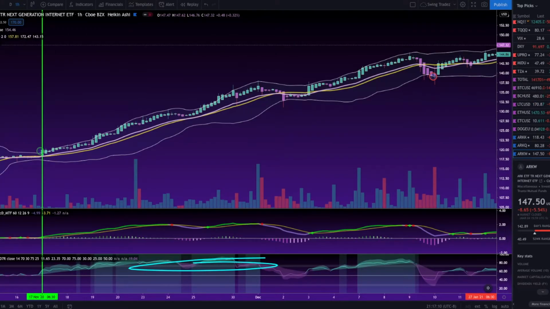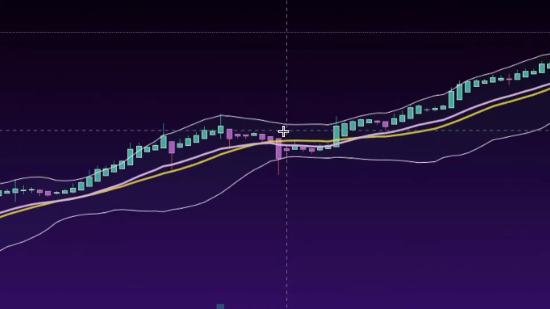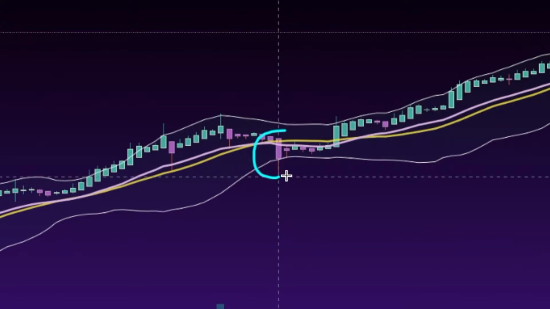Now let's go over some real life examples. We're going to go over ARK Internet ETF, ARKW. We're looking at the 1 hour chart. So starting on November 17th, 2020, we got a clear buy signal here with this green line and green circle. Then we got a sell signal right here, a candlestick passing through the SMA to the downside.